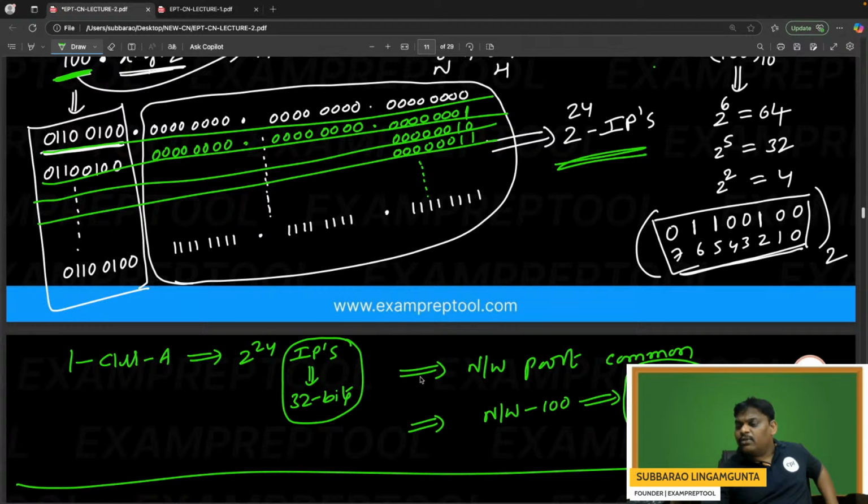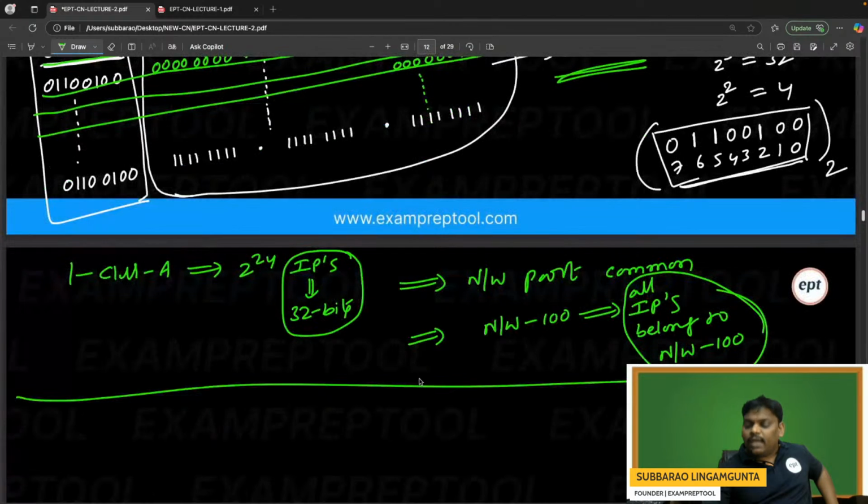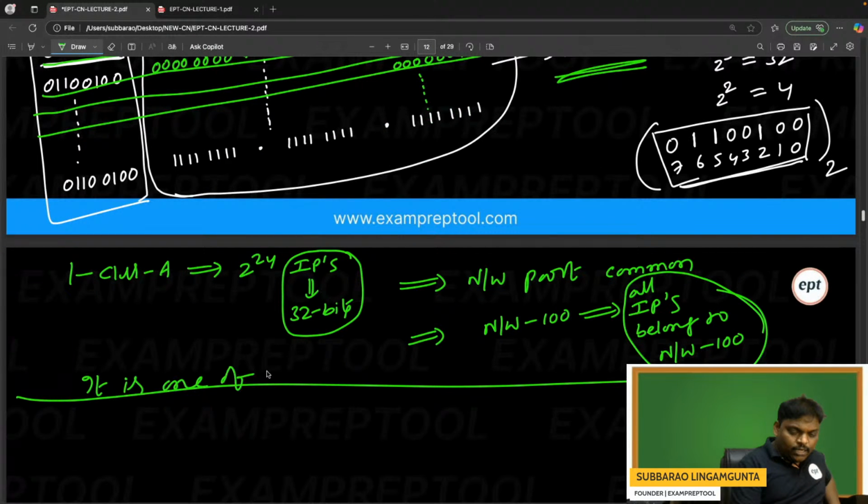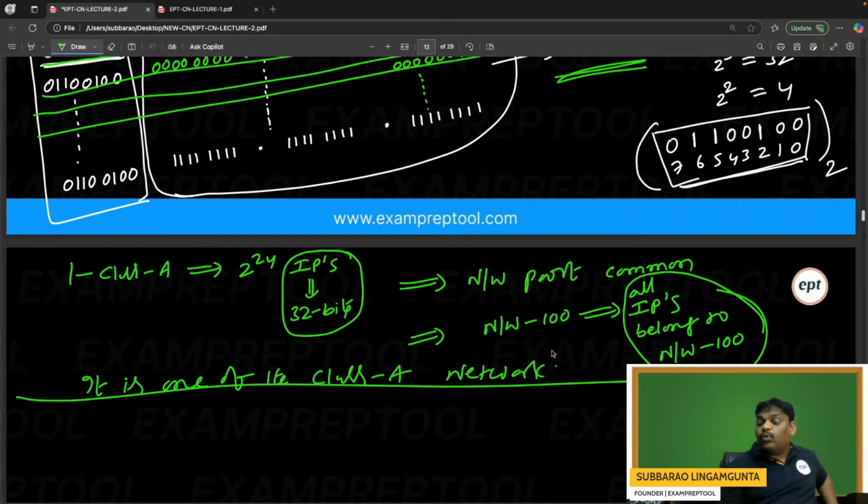Network 100 belongs to class A. It is one of the class A networks. Let me write it now. It is one of the class A networks, because class A contains 2 power 7 networks. It is network number 100.